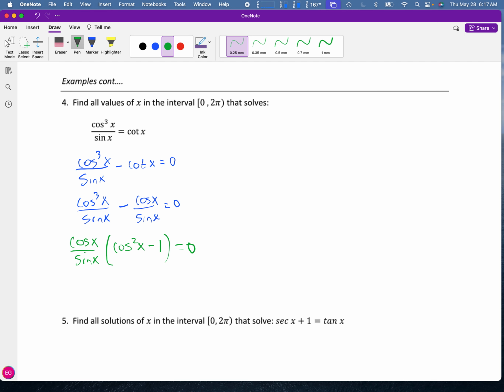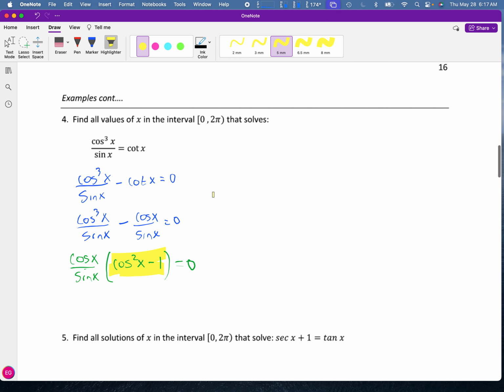And now we can do some more simplifying here because this looks vaguely familiar to me, and I think it's one of the identities that I'm supposed to know. And since it's involving a cosine squared and a 1, I'm going to go to our basic one, which is sine squared plus cosine squared equals 1. And I'm going to try to recreate this somehow.